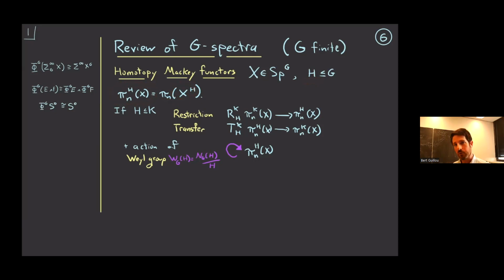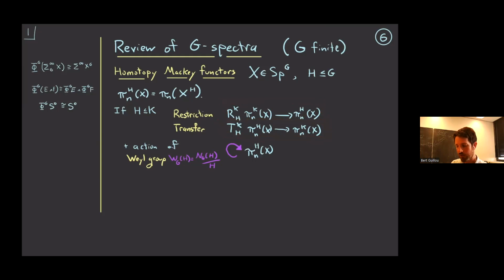But then it turns out, if you think about it, as you vary your H, there are maps between these. For instance, the G fixed points are going to map to the K fixed points whenever K is a subgroup, et cetera. And so you start to notice that you have these maps. Those are what are called restriction maps. And less obvious, but there are also maps in the other direction, which are known as transfer maps. So that's part of the data of a Mackey functor.